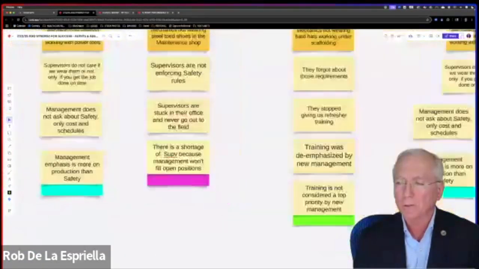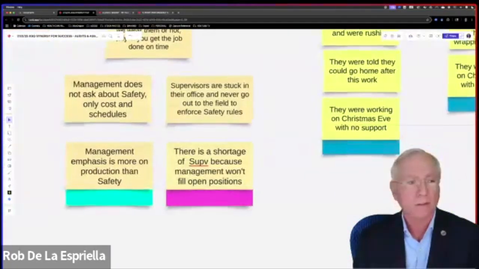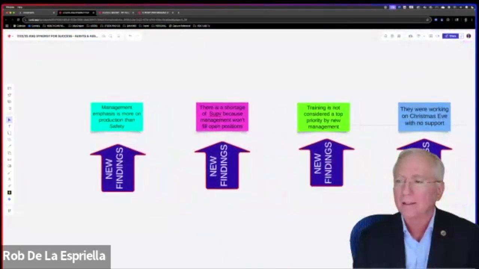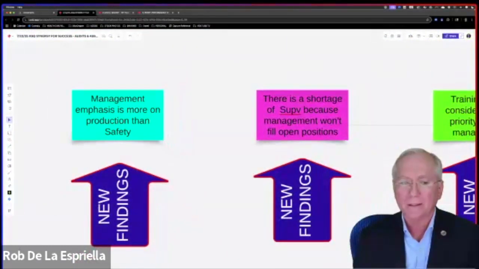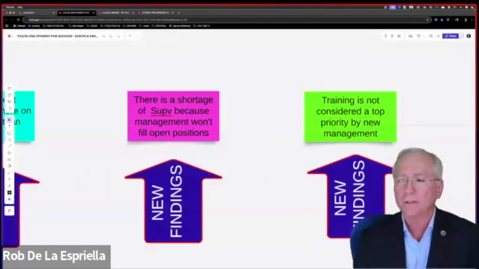Now, we look at these color post-its, we see that these themes continuously show up on our chart. These are called common causes, right? Management emphasis on production more than safety. That is a great finding, not the fact that a human made a mistake. Shortage of supervisors in the field reinforcing desired behaviors because management is not filling open positions.